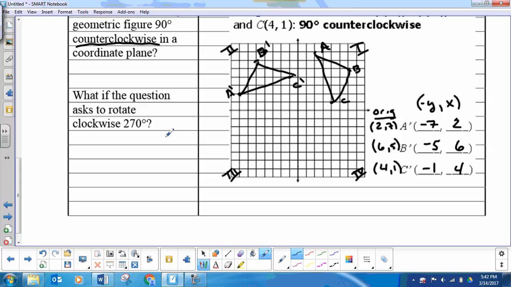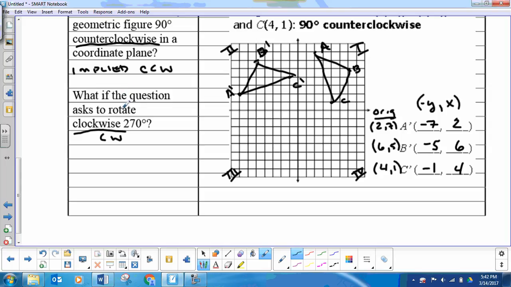What if the question asks to rotate 270 degrees clockwise in this case? So they're actually giving us the clockwise. Again, if it's not stated in terms of the direction, it's implied counterclockwise, and I'm just going to put CCW. If they tell us it's clockwise, then at that point we know we're no longer moving this way. We're going to be going as the clock goes around this way.